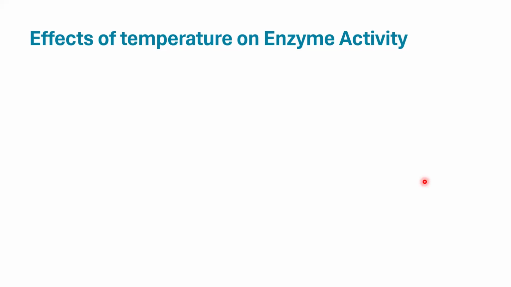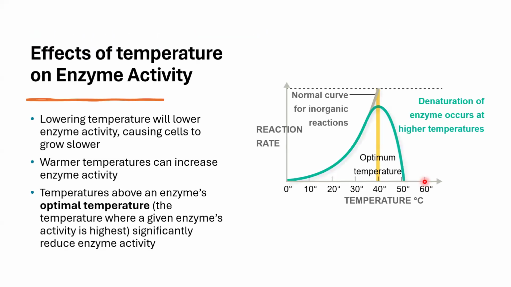All right, so now enzyme activity can be affected by a bunch of different environmental factors, including temperature. At low temperature, your cells are not going to grow very fast. Enzyme activity is going to be low. Enzymes aren't going to be able to generate enough kinetic energy to reach the activation energy they need to perform the reaction. As you warm up temperatures, this is going to generally increase your activity up until you get to the optimal temperature.